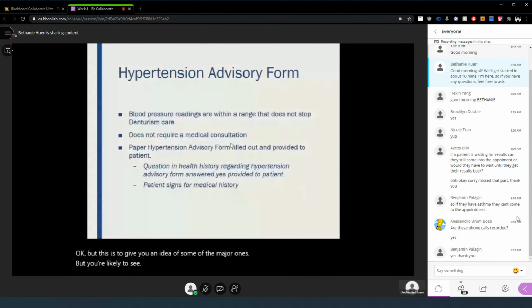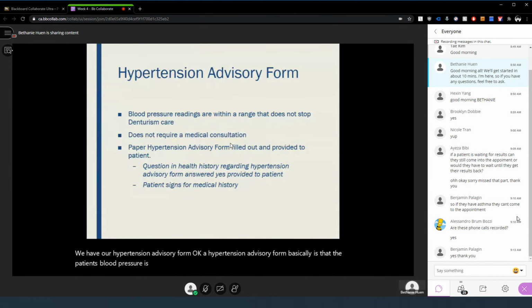We have a hypertension advisory form. A hypertension advisory form basically means that the patient's blood pressure is higher than normal, but it's not within a range for denturism that you would not be able to render care. So instead of sending out a medical consult, you would send the patient with an advisory form.